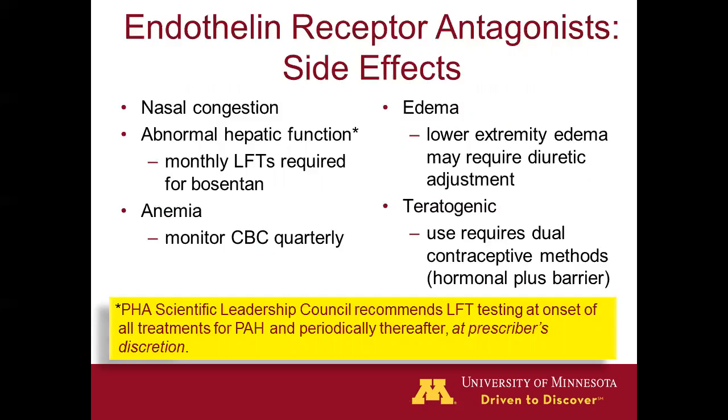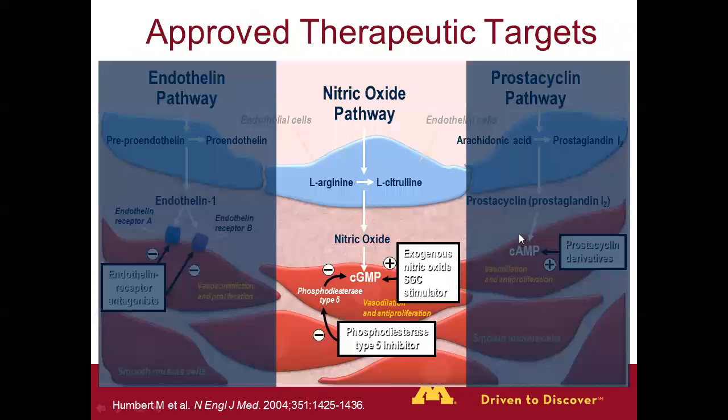So what are all the problems with the endothelin receptor antagonists? They cause nasal congestion because they gain some vasodilation. Abnormal liver function tests, mainly for bosentan, so you have to check their liver. It has a bone marrow depression effect, so it can cause anemia. It causes fluid retention, and it's contraindicated in pregnancy. It has a teratogenic effect.